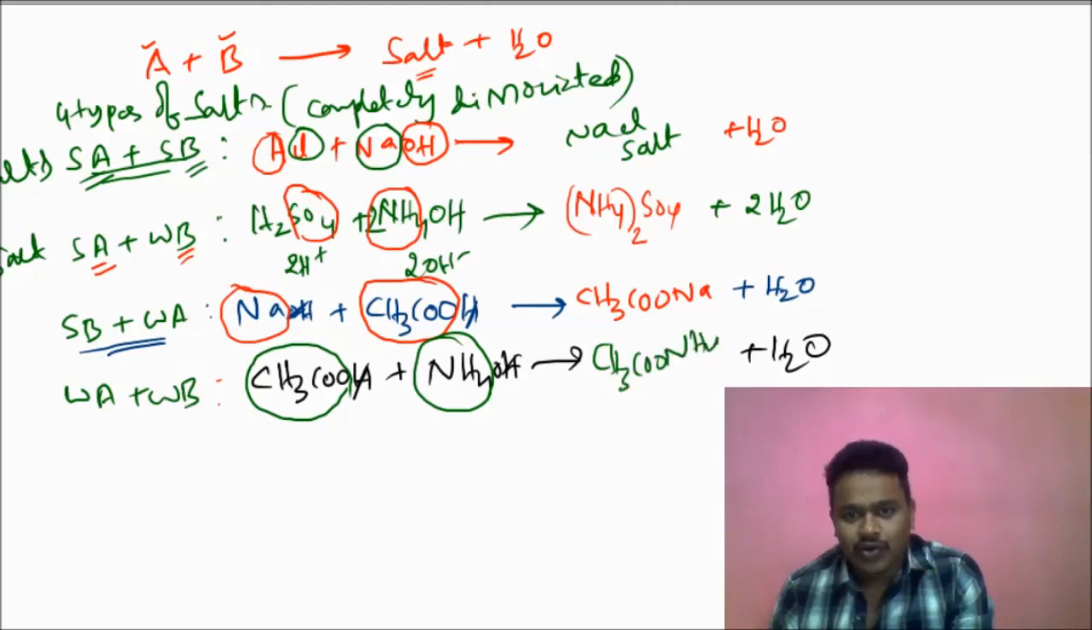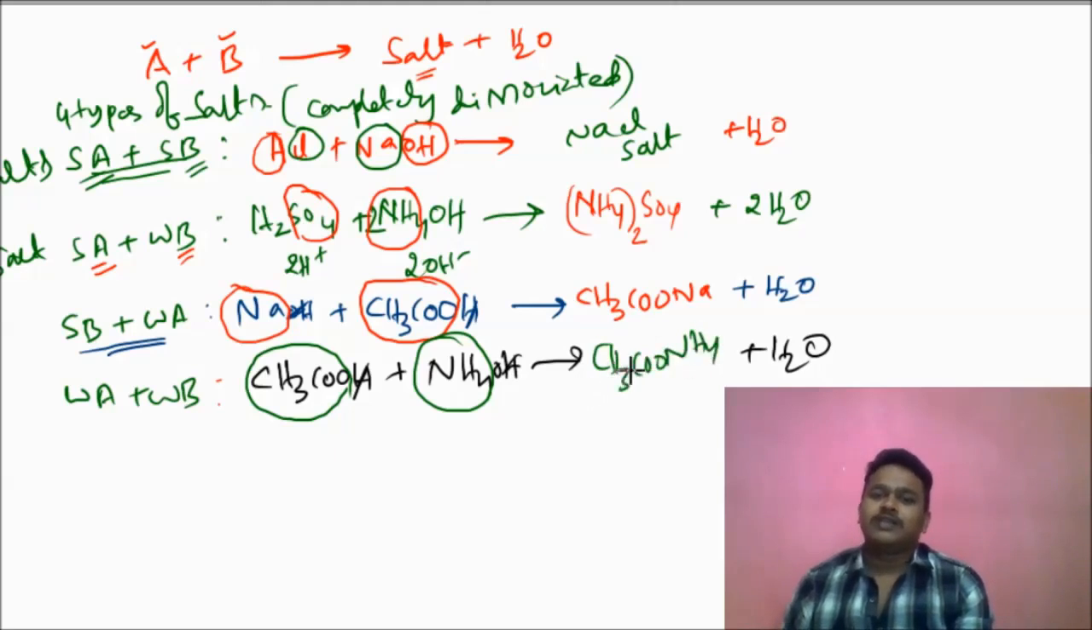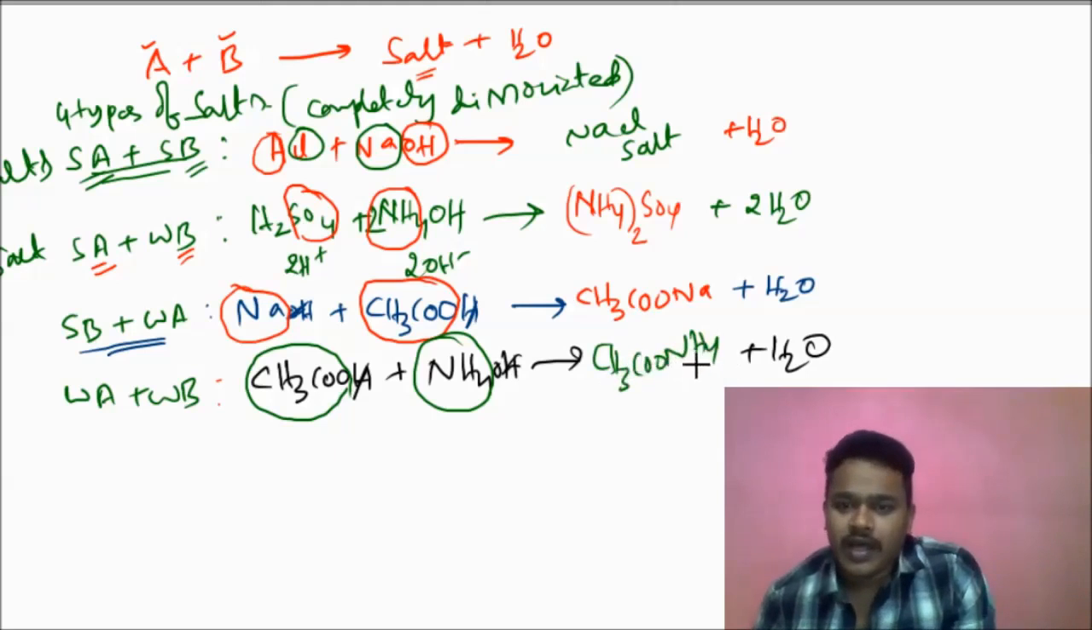CH3COO NH4. This is a salt. This is ammonium acetate. Ammonium acetate. This is a salt. What type of salt? It is a salt of a weak acid and a weak base.